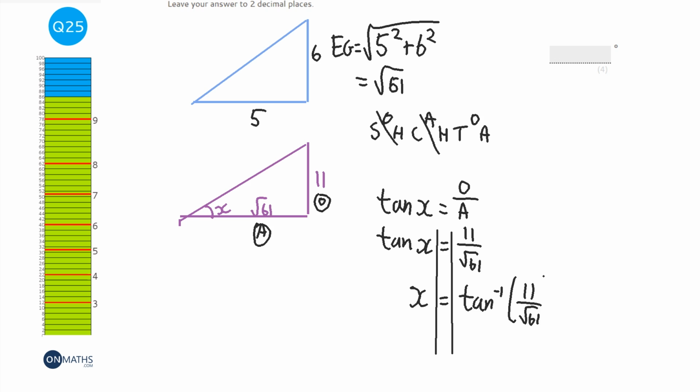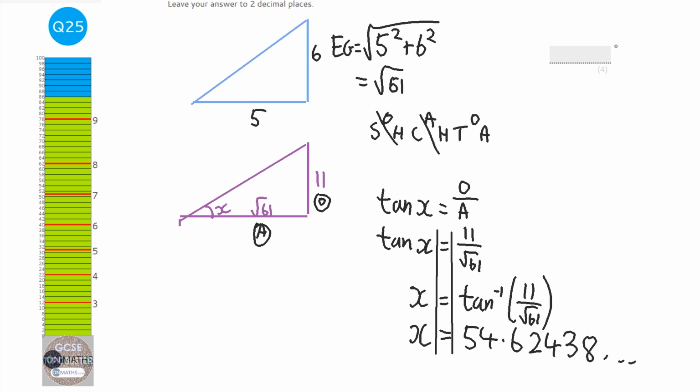Just standard trigonometry. So inverse tan and fraction 11 over root 61, and just close the bracket. There we go. And it says that x is 54.62438 blah blah blah. It says it wants it to 2 decimal places, so the answer I'm going to write is 54.62.